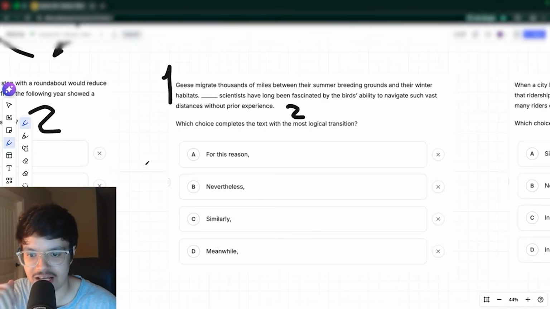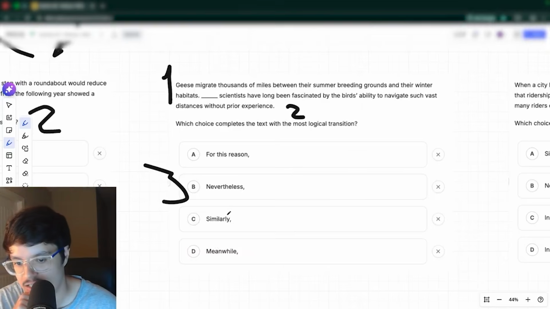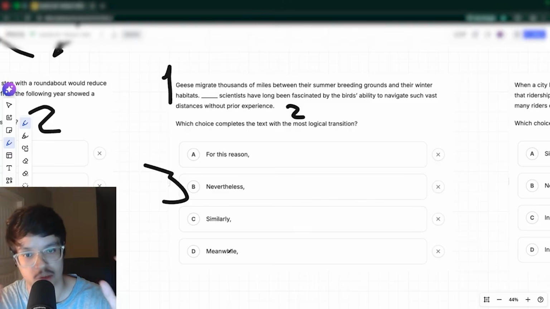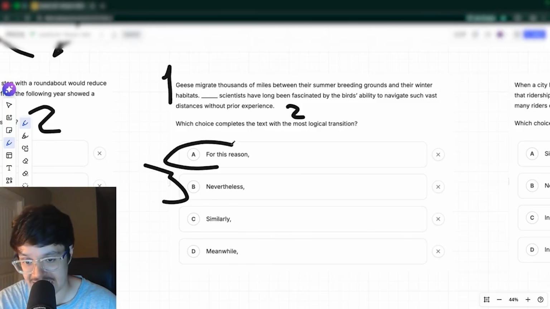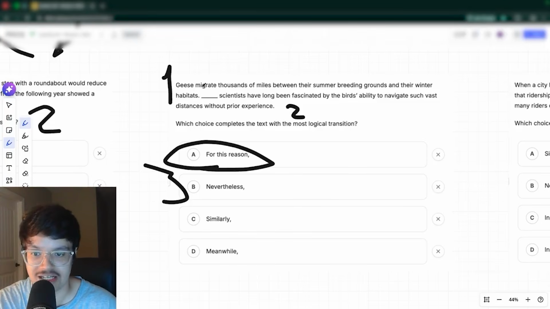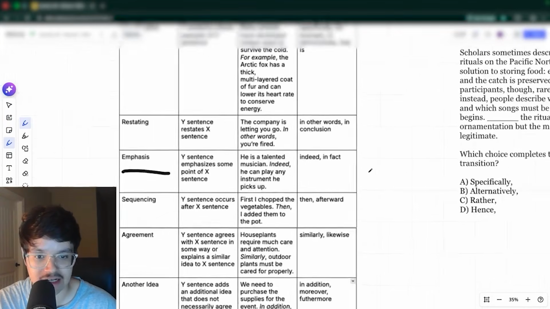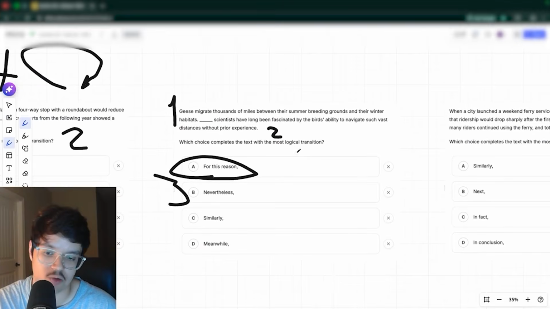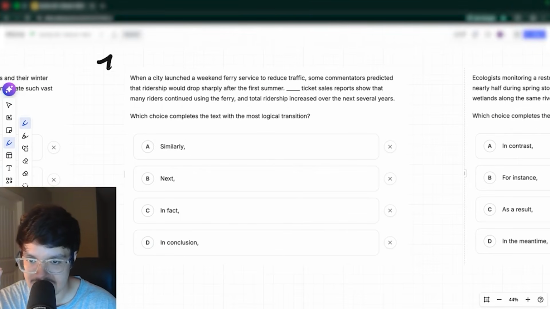So let's see, is there something like indeed here? For this reason, nevertheless, similarly, meanwhile. Honestly, there's not a word exactly like indeed here. When this happens, you just kind of go for the most similar word that is actually there. You may not always be able to find an exact match. Sometimes maybe your prediction may even be a little bit off. So for this reason, that seems like a good choice for here. It's maybe a slightly different category. It's more like cause and effect rather than emphasis, but they are pretty similar categories for sure, so it works. Next example. When a city launched a weekend ferry service to reduce traffic, some commentators predicted that ridership would drop sharply after the first summer.